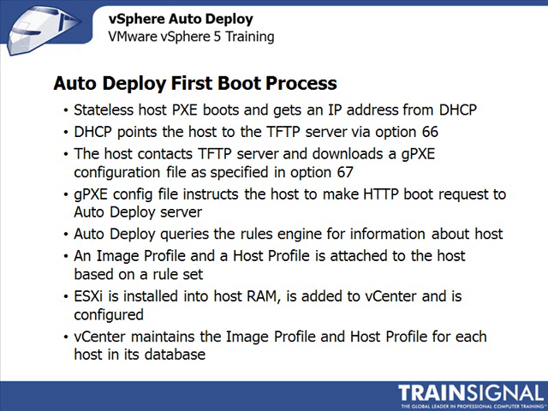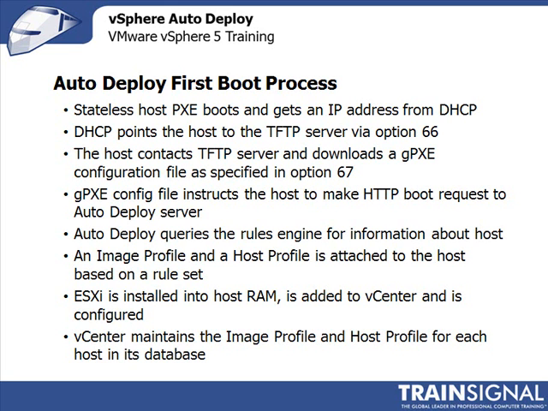So back to this. The host PXE boots and gets an IP address from the DHCP server. DHCP is then going to point this host to the TFTP server via option 66. The host is then going to contact the TFTP server and download a gPXE configuration file as specified in option 67. So as we're configuring DHCP, we're going to configure options 66 and 67. 66 points to the TFTP IP address. 67 is the gPXE configuration file that we're going to use.